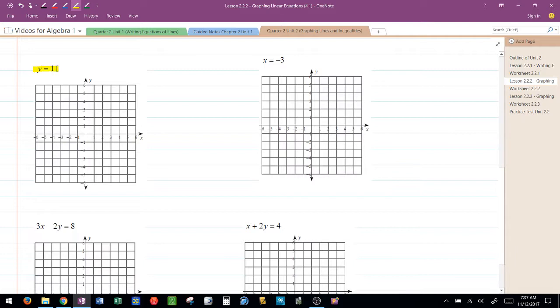But let's say we come across something like this. y equals 1. Now, there's a few different ways I can learn to graph this line. Yes, it's a line. The way that I always think makes the most sense to me is I first plot the point y equals 1. So I know that's on the y-axis at 1. When I have an equation and I don't have both y and x, I think of this as special.